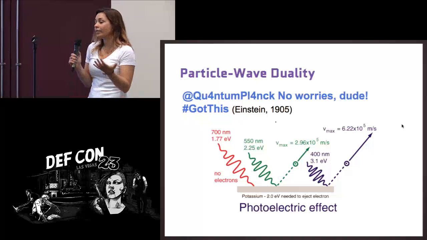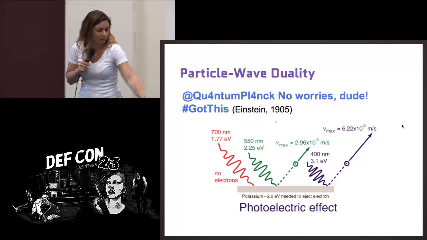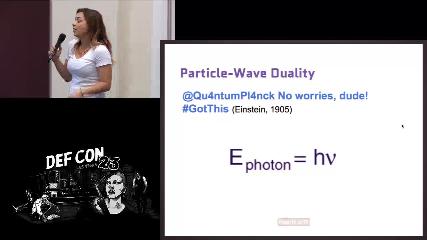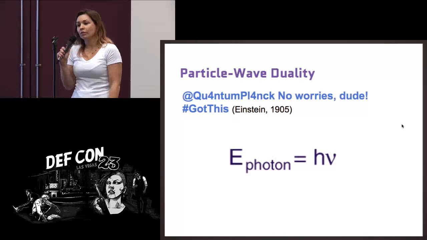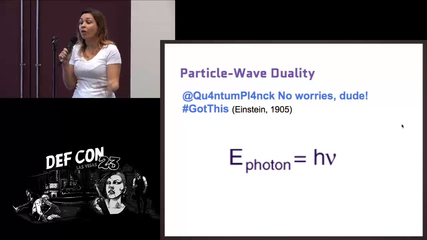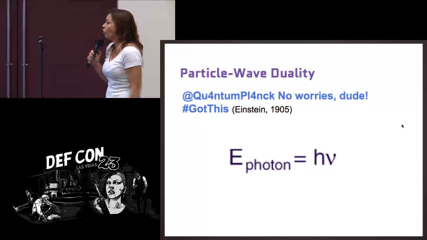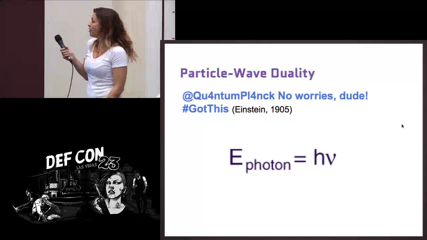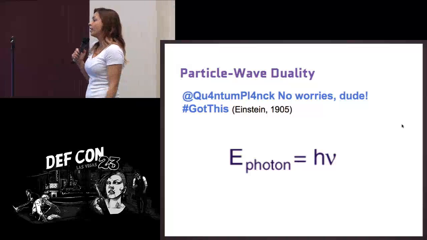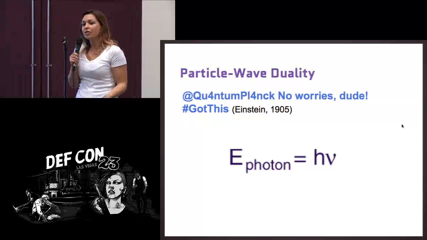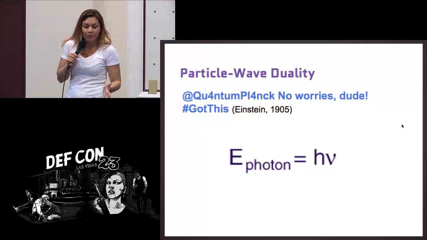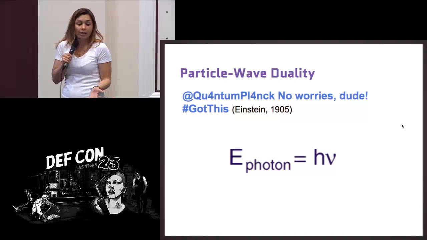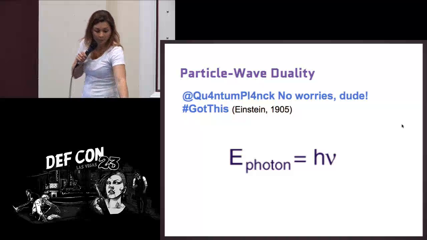So Einstein had this crazy idea that maybe light actually wasn't a wave. Maybe it was also a particle. And he called this a photon. And he used the Planck constant to say that this photon would have energy proportional to the frequency and the Planck constant. So it was a really simple equation, and he got the Nobel for that.